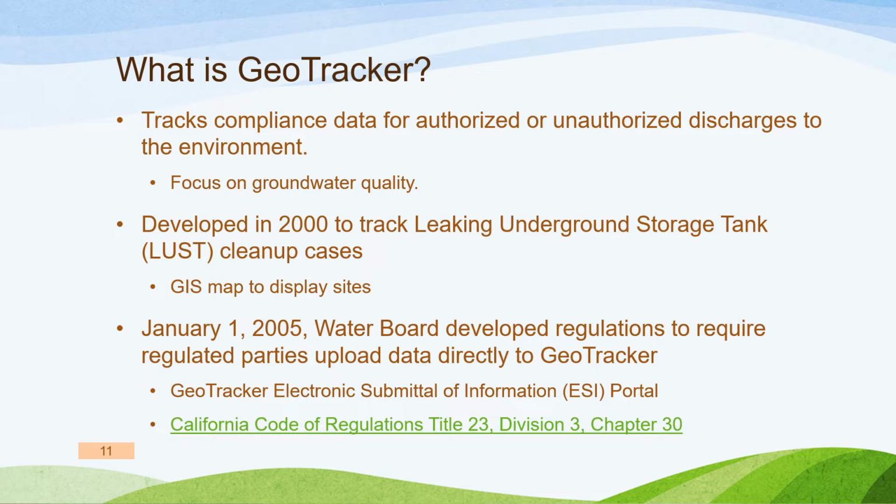All right, so what is GeoTracker? GeoTracker is a data management system that was developed in 2000 to track sites that impact or have the potential to impact water quality in California. Most of the data collected in GeoTracker is related to groundwater. This database was originally developed to track leaking underground storage tank cleanup cases and to display these sites on a GIS map. At this point, the system was set up to receive direct uploads from the regulated community through a portal called GeoTracker Electronic Submittal of Information, or GeoTracker ESI for short.